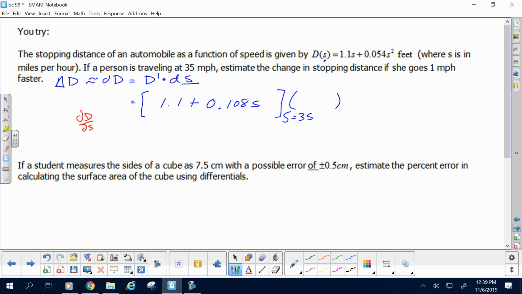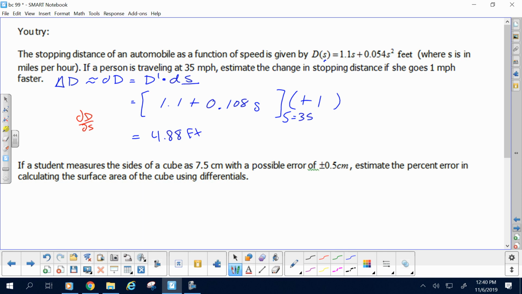So you're trying to find the change in s from that. Did you get 38.9? No. Ah, shoot. What did I do wrong? You got the same derivative? Oh, my bad. Sorry, I moved the decimal point one. Okay, let me try this again. 0.1. Did you get 4.88? Yes. Okay, cool, 4.88. So by going 1 mile an hour faster, you just increased your stopping distance by almost 5 feet.